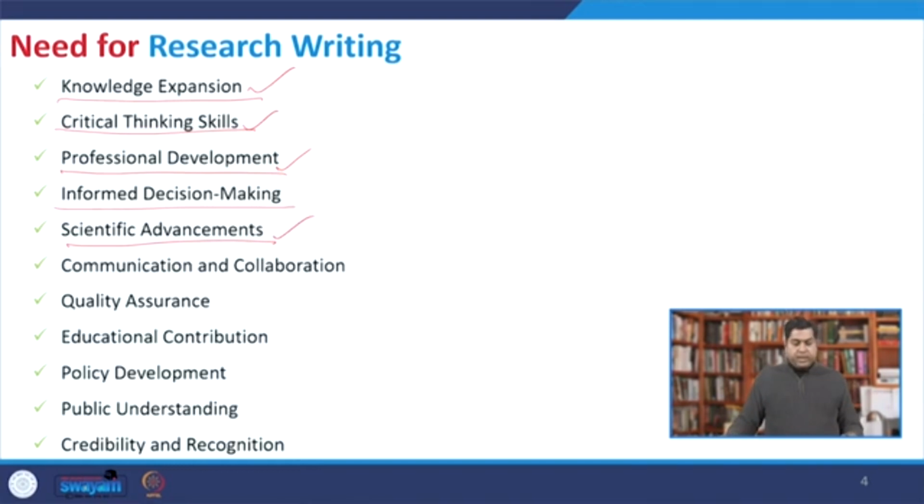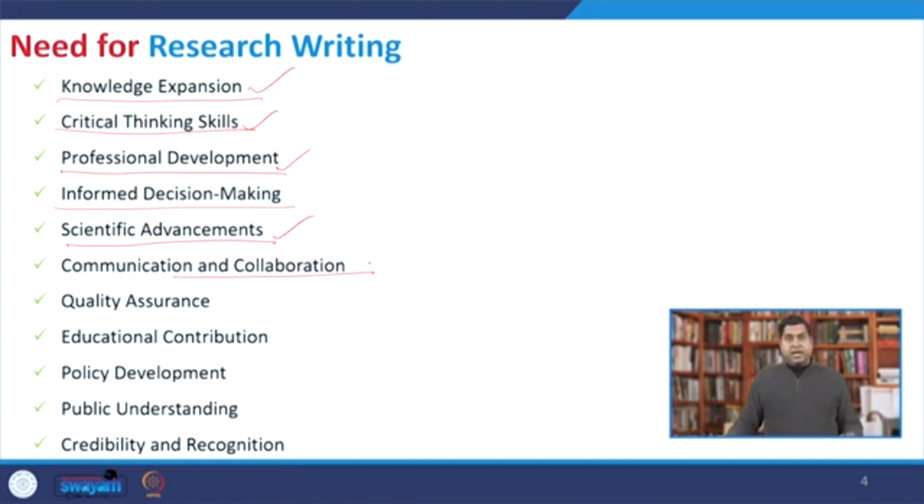Now communication and collaboration, this is again a very important part. The moment you disseminate your research through your research writing, your communication will be much more advanced. So you can collaborate with other institutes, other organizations from abroad, so that researchers who are working in your discipline can make a joint effort and make some collaborative research in future.